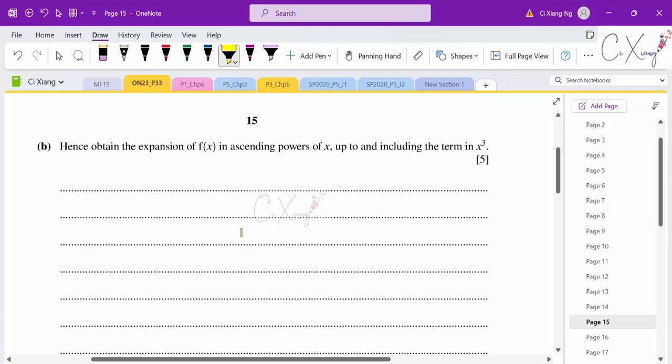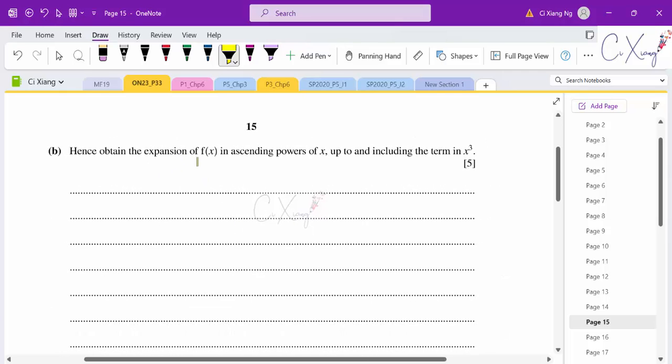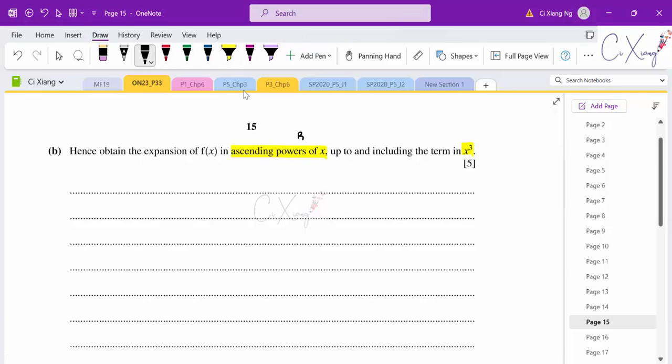Okay, so for part B, right, they want us to obtain the expansion of f(x) in ascending powers of x up to and including the terms in x power 3. Alright, so when you see this kind of question, basically they are talking about binomial expansion.